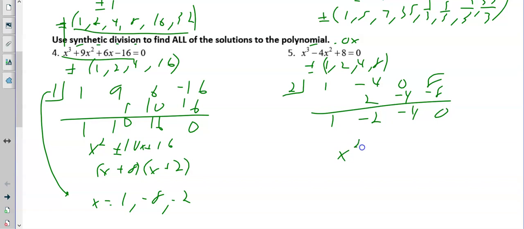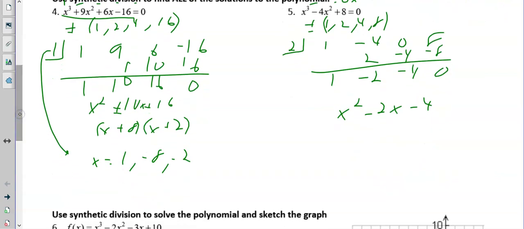So that gives me x squared minus 2x minus 4. When you factor that, it's not going to work. There are no 2 numbers that give you -4 and differ by 2. So when that doesn't work, our other choice is to use the good old quadratic formula.